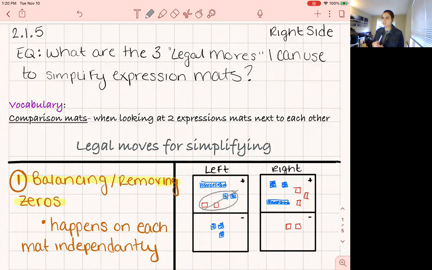I also see just some unit tile zeros. I could do these guys, or I could do these. Let's do the red so that we're doing both of our different kinds of zeros. So that's step 1. You guys already know how to do that.